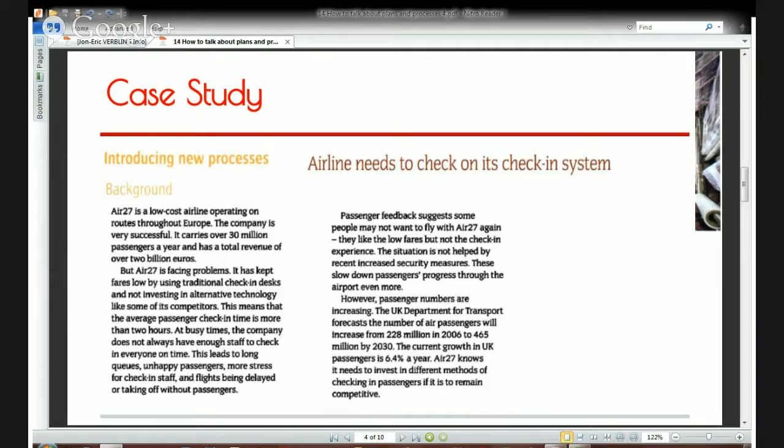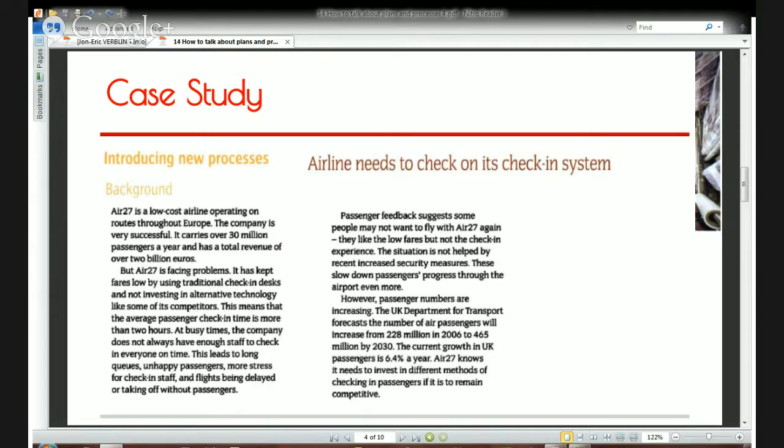Please continue for this paragraph. Okay. This means that the average passenger check-in time is more than 2 hours. At busy times, the company does not always have enough staff to check in everyone on time. This leads to long queues, unhappy passengers, more stress for check-in staff, and flights being delayed or taking off without passengers.